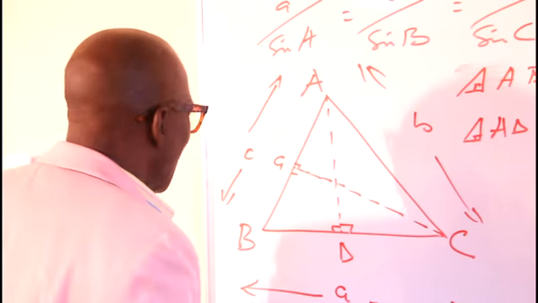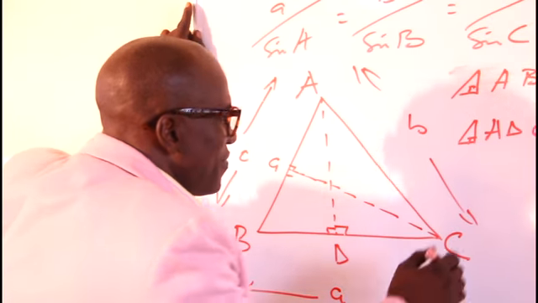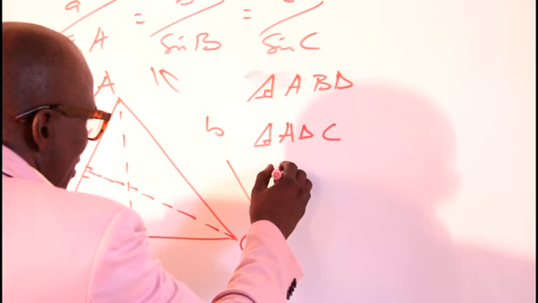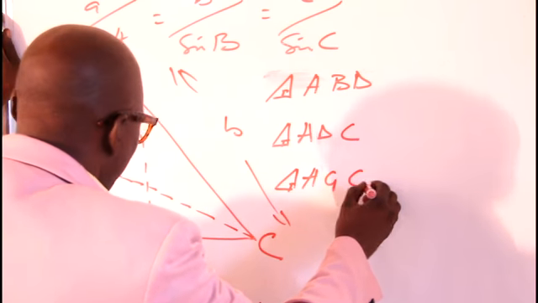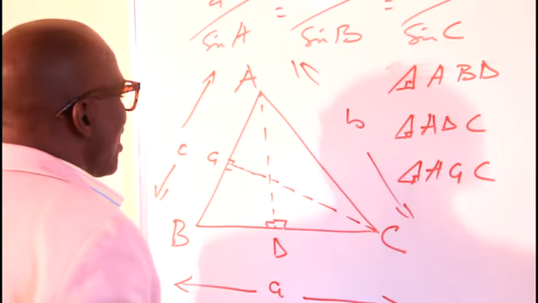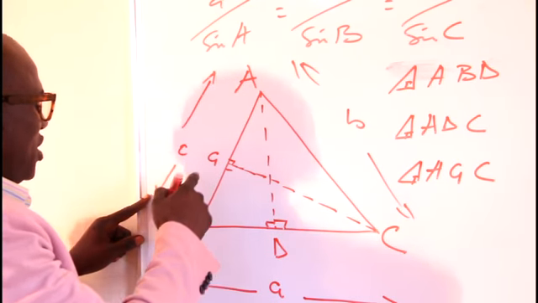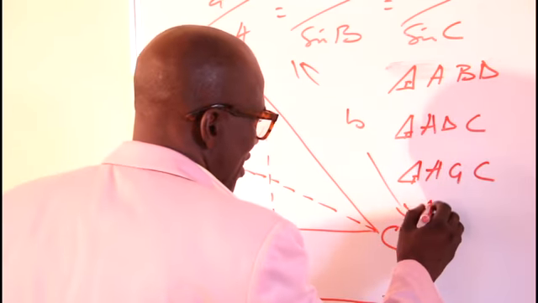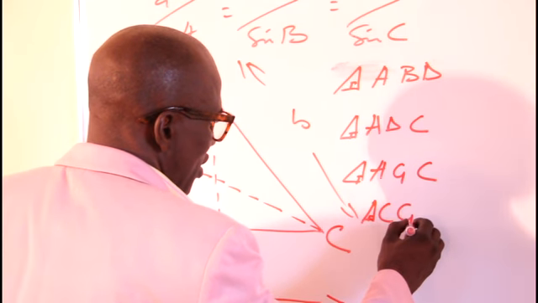We have a right angle triangle AGC, and we also have another right angle triangle CGB.